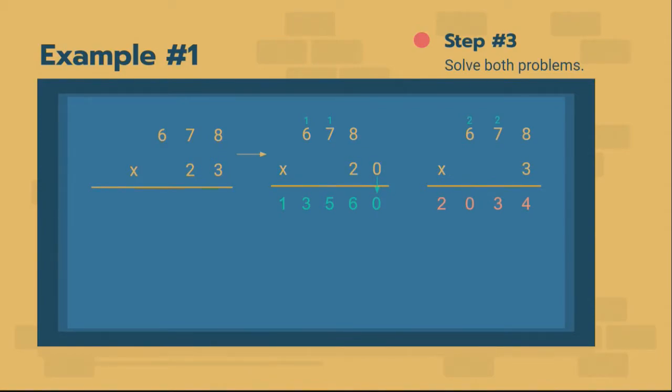2 times 8 is 16. 2 times 7 is 14, but we have a carry. That gives us 15. And 2 times 6 is 12. We have another carry. That gives us 13. In our second problem over here, nice and simple. 3 times 8 is 24. 3 times 7 is 21, plus the 2 is 23. 3 times 6 is 18, plus the 2 gives us 20.